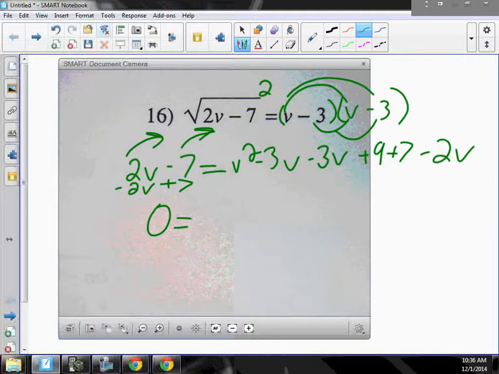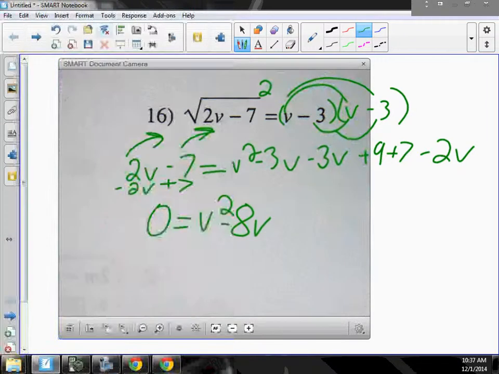And the right side, how many v squareds are there in that whole big long equation? Just one. How many v's are there? Negative 3 minus 2 gives me a total of negative 8, minus 8v. How many numbers are there? 9 and 7 makes 16.